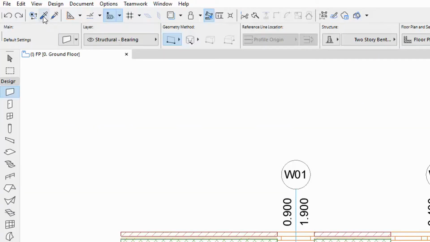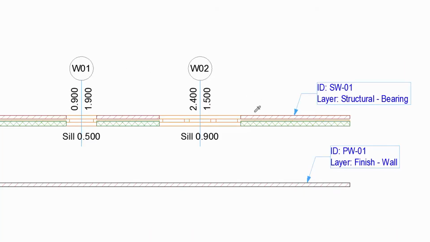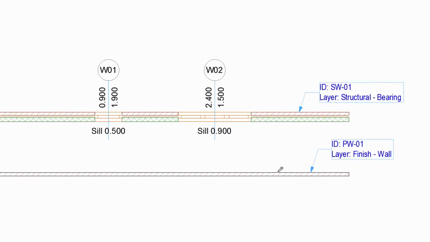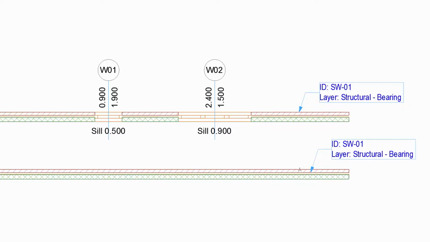Activate the pipette from the toolbar or press Alt and click the structural wall to pick up the parameters. Activate the injection from the toolbar or press Ctrl or Command on Mac plus Alt, and hover the cursor over the partition wall. A floating button appears with the Transfer All Settings label. Click on it to add the parameters to the wall. As you can see, all the parameters changed in accordance with the structural wall.